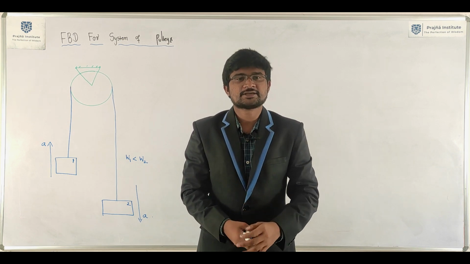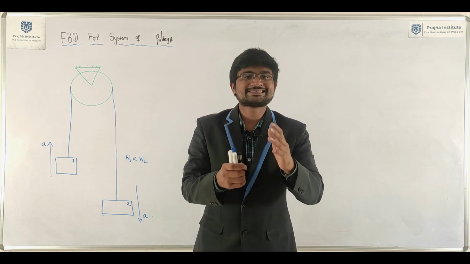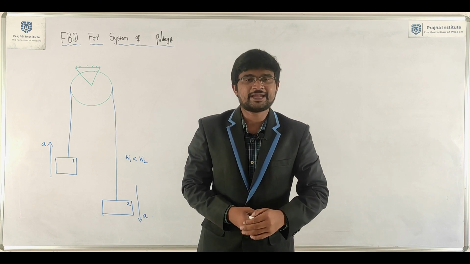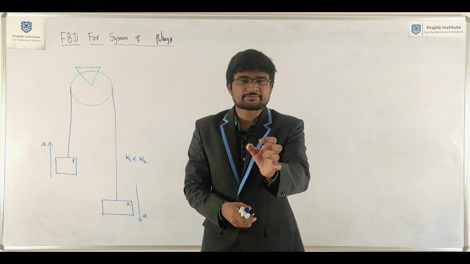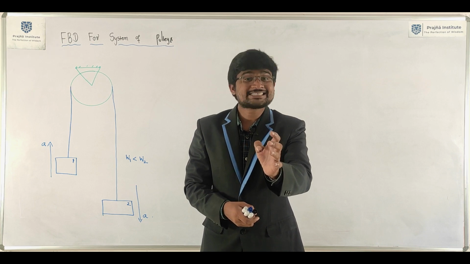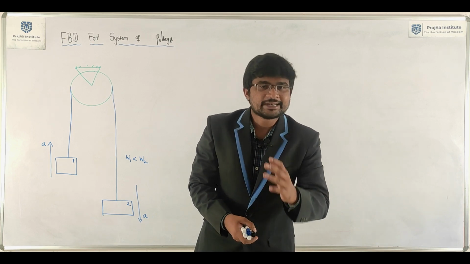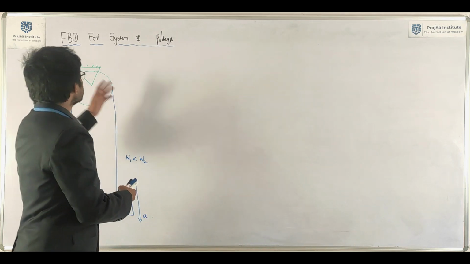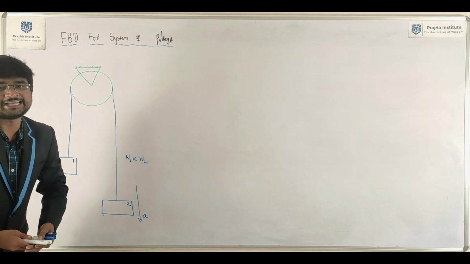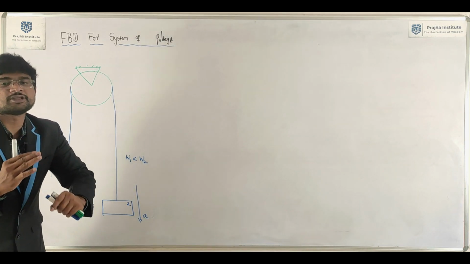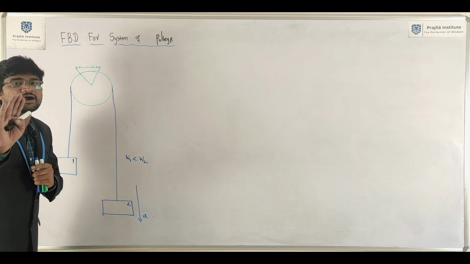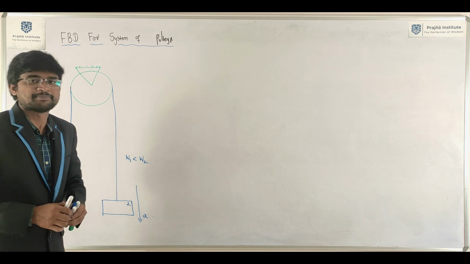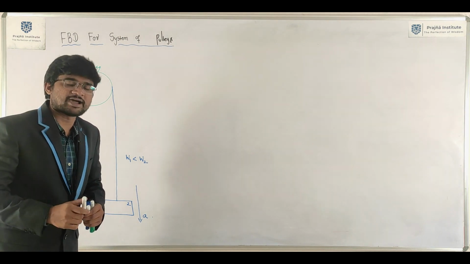Today we need to discuss free body diagram for system of pulleys. Till now we discussed free body diagram for the system of rollers and system of blocks. Now we need to discuss free body diagram for system of pulleys. How to draw free body diagram for this particular system by using our 5 statements. Okay, focus on the 5 statements.